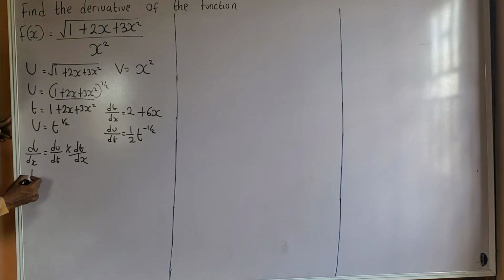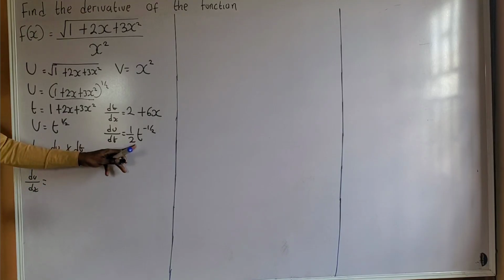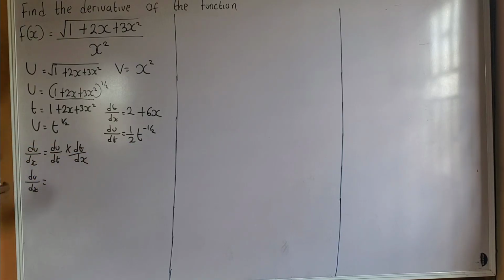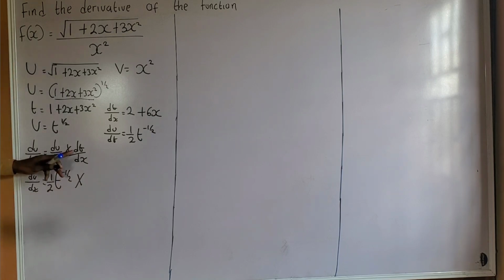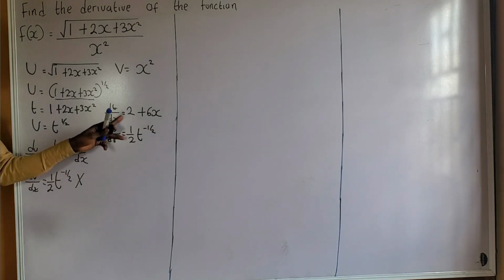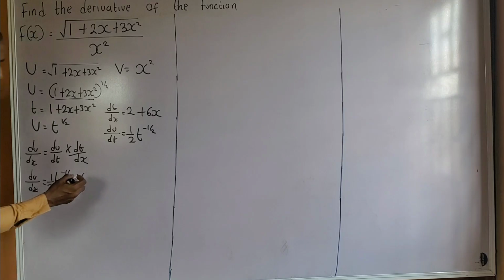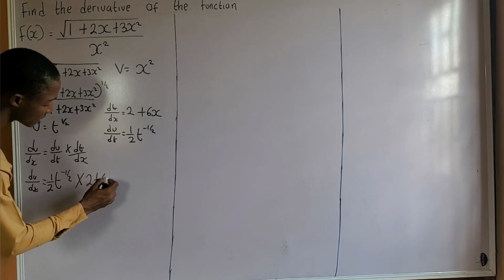So for this, I'm going to have du over dx equals du over dt, which is 1 over 2 t raised to the power of negative 1 over 2. Do you understand? So I'm going to have 1 over 2 multiplied by t raised to the power of negative 1 over 2 multiplied by dt over dx. The dt over dx is 2 plus 6x, so I'm going to have that multiplied by 2 plus 6x.